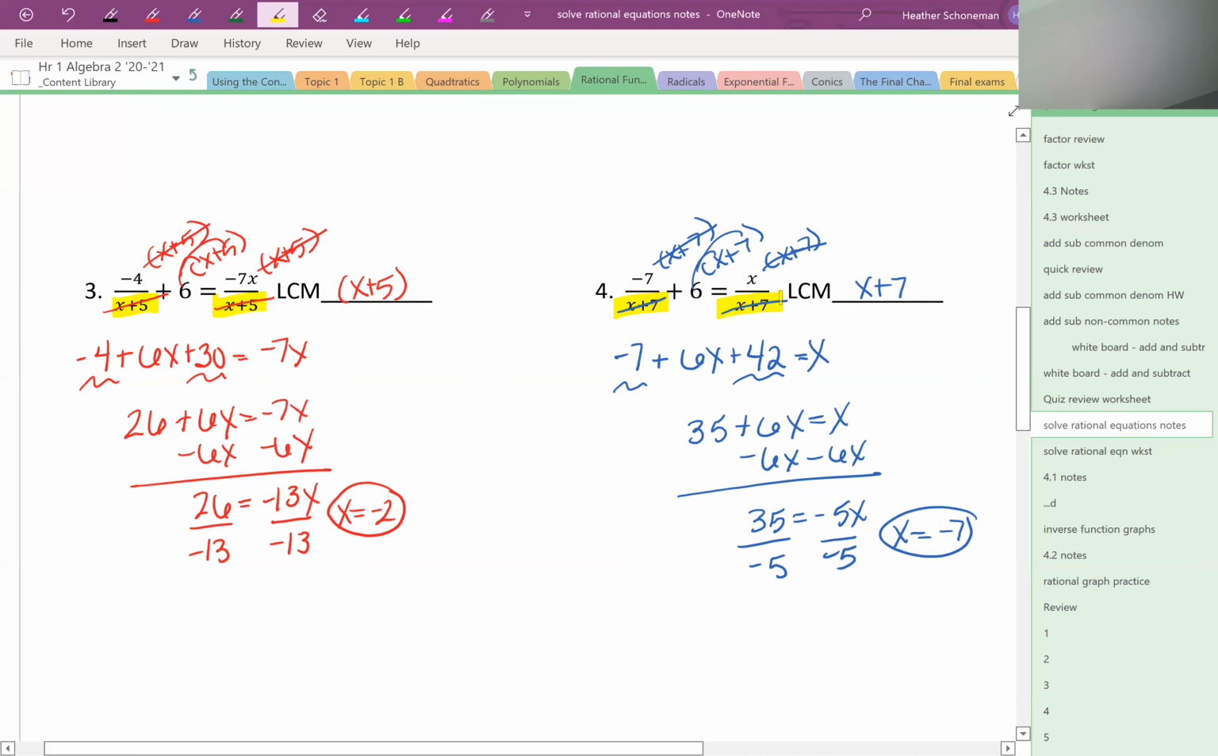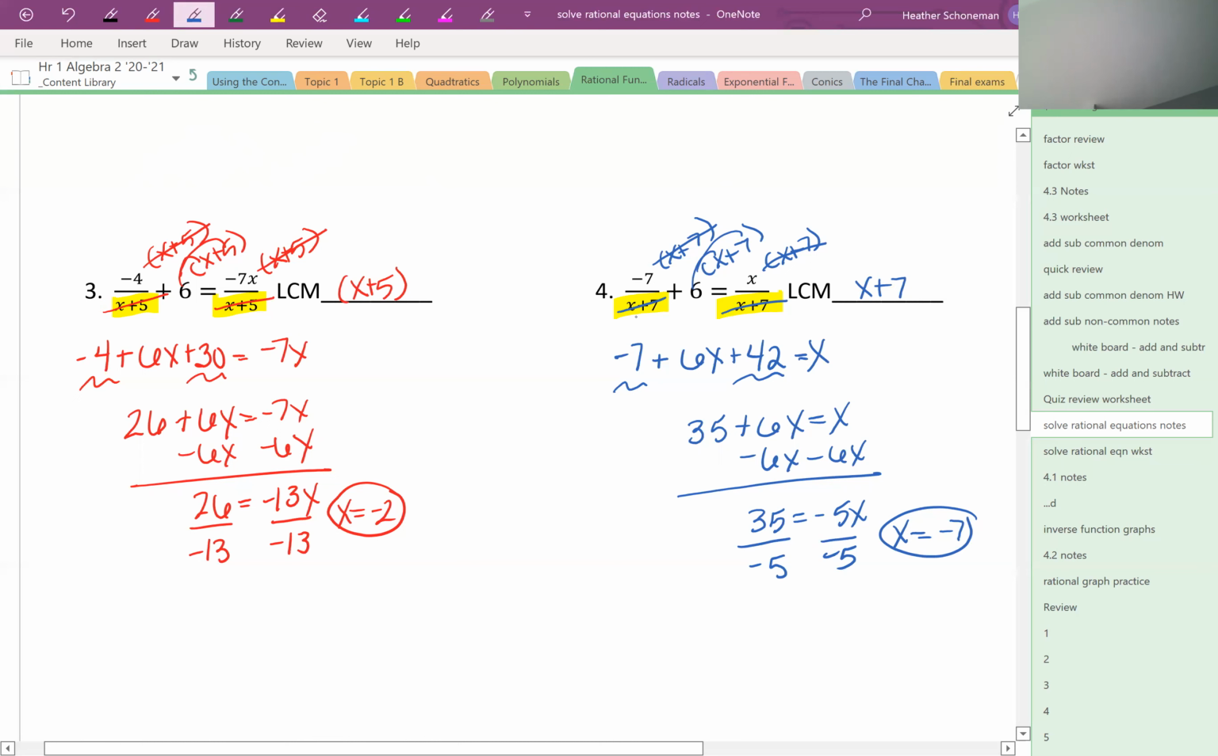Well, how would that be the case? Well, because we have fractions, you can't divide by 0. So if your answer makes one of the denominators 0, it's extraneous. Now let's look at number 3. On number 3, if I put in a -2 there, -2 plus 5 is 3. That's not 0. Same thing over here. So I'm not going to have to divide by 0. I don't have a problem. This answer is good. But now let's look at the next one. On number 4, I get x is -7.